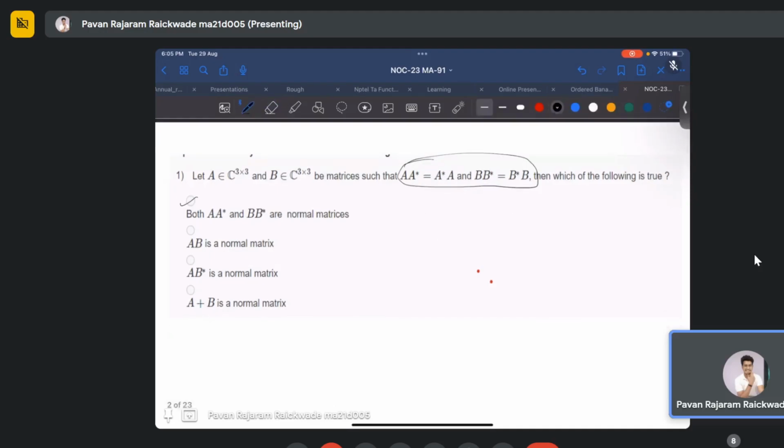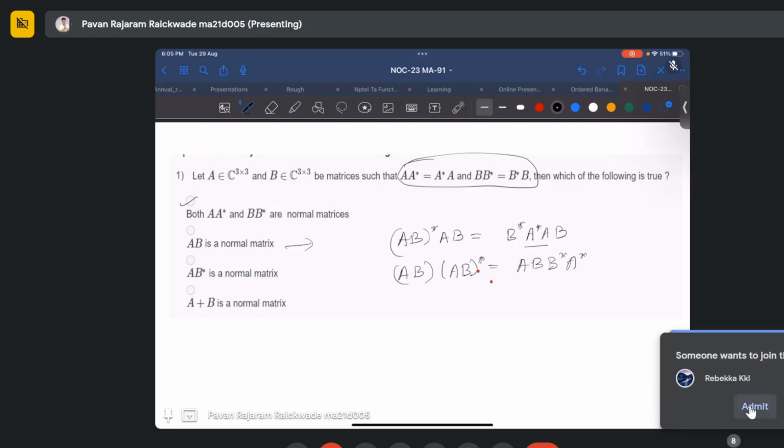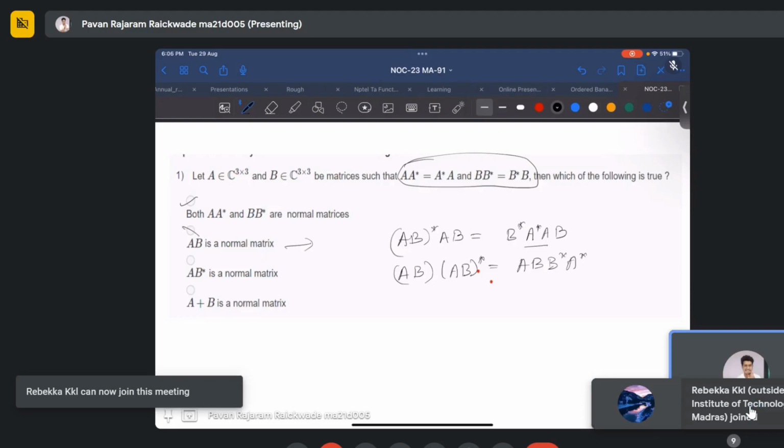Is there any other option true? Let's see. For AB to be normal, what do you need? AB star AB. So what is this? This is B star A star A B, and you want this to be equal to A B B star A star, right? This is A B, this is B star A star. What do we have? We have A normal. No, but from this we cannot conclude that both are the same. We need the commutativity of A and B as well. So this is not true. Similarly, A B star would be normal.